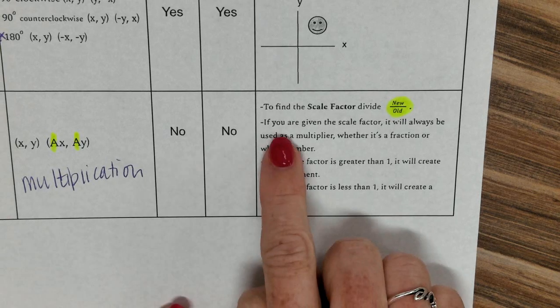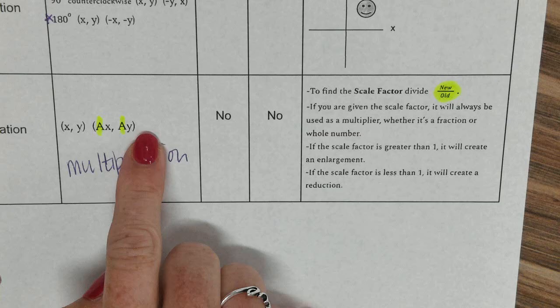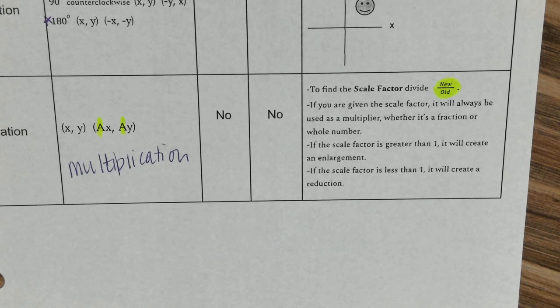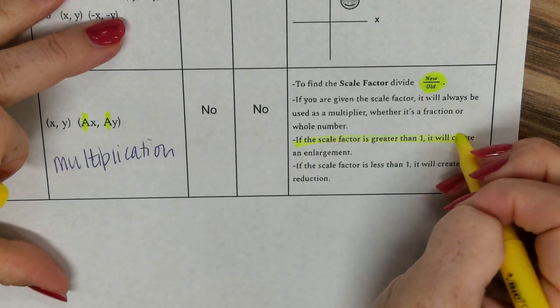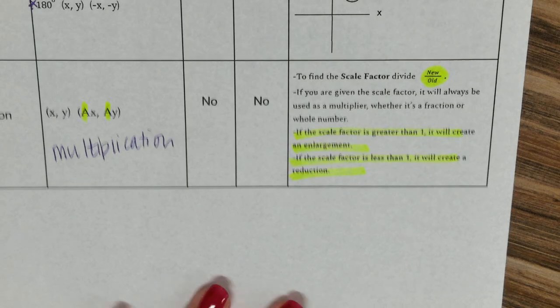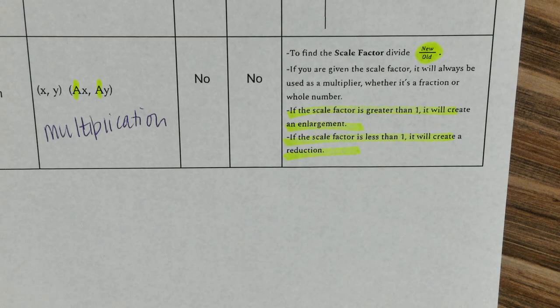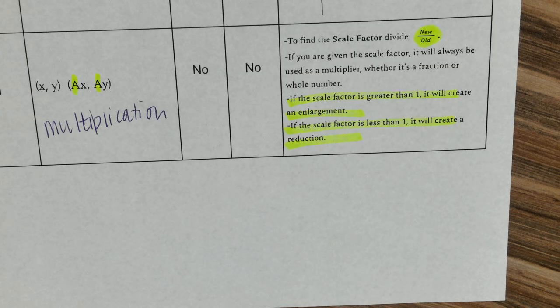If you are given the scale factor, then you just put it there. If you're not given the scale factor, you have to find it by doing new over old. Now, you're going to be asked 2 questions on this on your assignment today. Highlight those last 2 sentences. I'm going to be very upset if y'all miss these 2 questions because the answers are right here, word for word. So let's talk about what they mean.